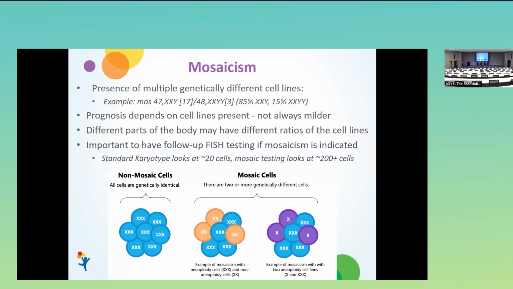It's also important to note that it is possible for different parts of the body to have different ratios of cell lines or different levels of mosaicism. Sometimes what we see is that if we test 2 different samples from different parts of your body, say blood and then a cheek swab, the levels of mosaicism will actually come back different. So that's something that can also happen. If mosaicism is identified on something like a karyotype, it is important to have follow-up FISH testing, because this is a bit more sensitive for detecting low levels of mosaicism because it looks at more cells. And that's something I want to get into now.